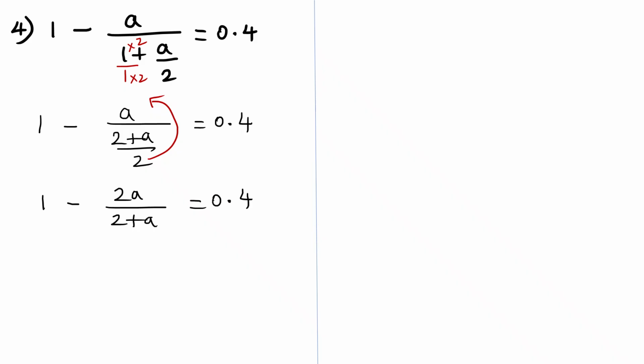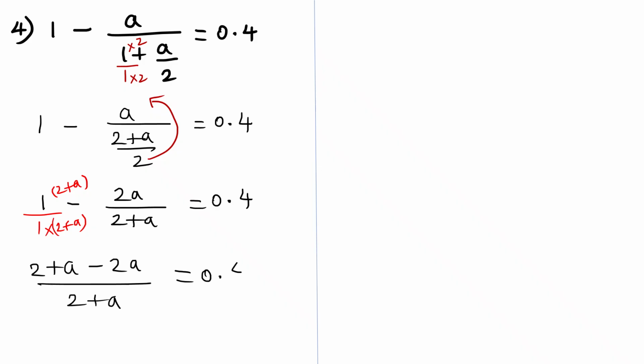Now again take the LCM over here. When you again take the LCM, into 2 plus A you're going to do here, into 2 plus A you will be writing over here. So when you write it, I'll be getting 2 plus A minus 2A, the whole divided by 2 plus A is equal to 0.4. So now this 2 plus A will go to the other side, and I will solve it here. A minus 2A, I'll get minus A.